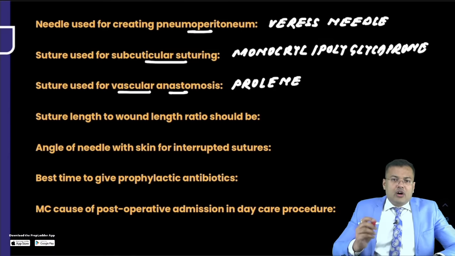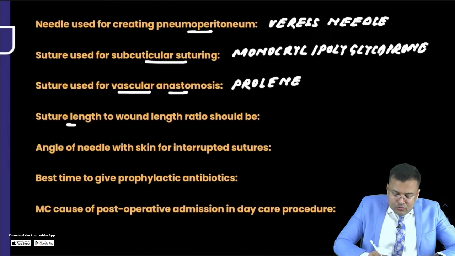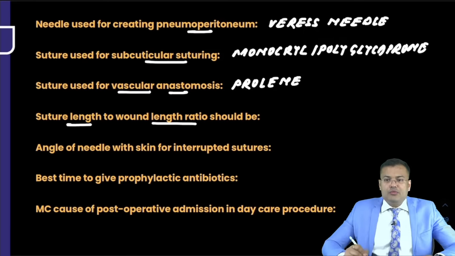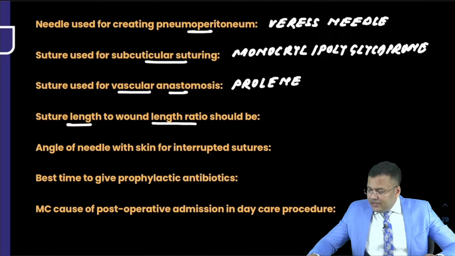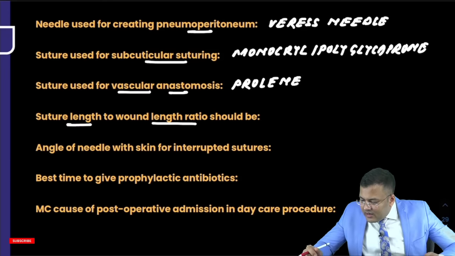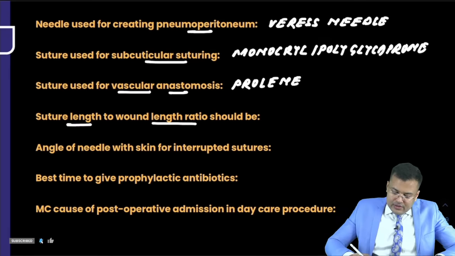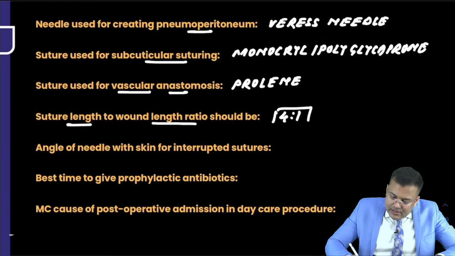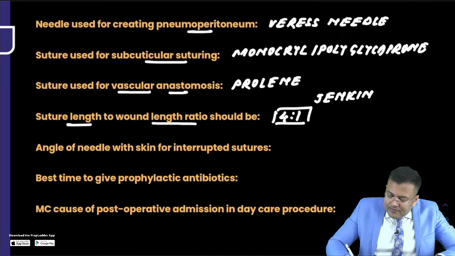Next, according to Jenkins rule, suture length to wound length ratio should be. Dark Knight, you are correct, it is 4:1. Suture length to wound length should be 4:1. Name of this rule, it is Jenkins rule.